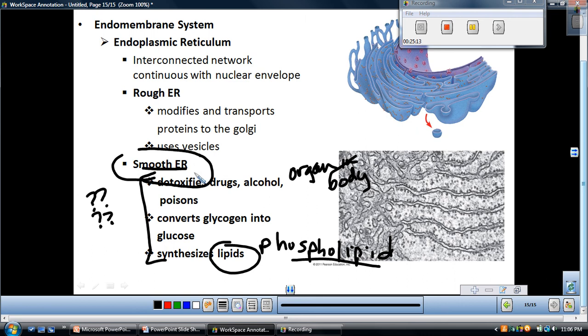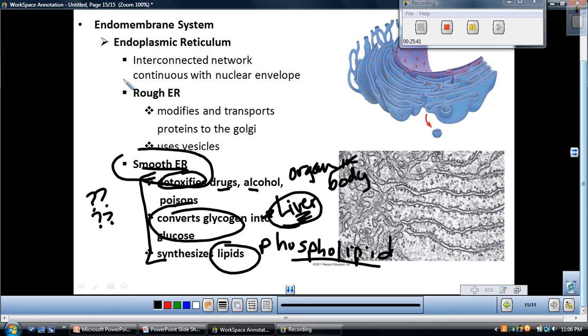Because each cell in your body could have more of one organelle than another. So I was hoping you'd be able to answer liver. Okay, the liver cells that we have would have a high concentration of smooth ER because one of the jobs of the liver is detoxification of drugs, alcohol, and poisons, and then also this conversion of glycogen into glucose. That's one of the jobs of the liver.